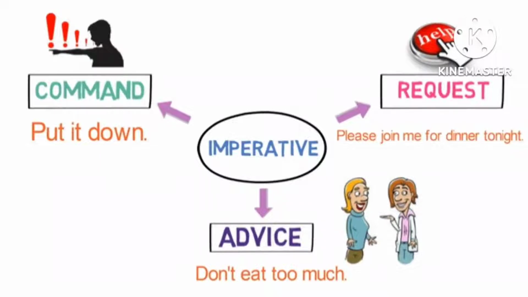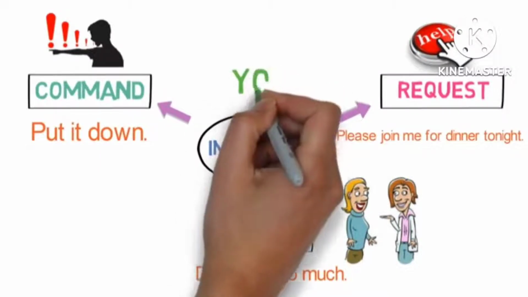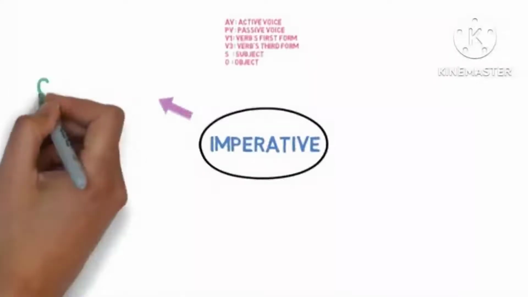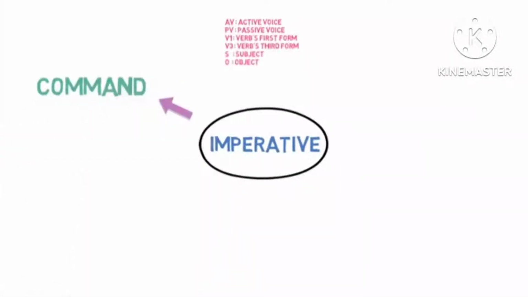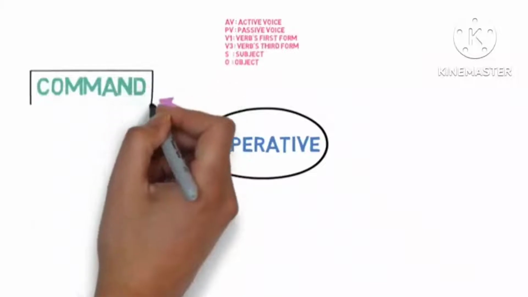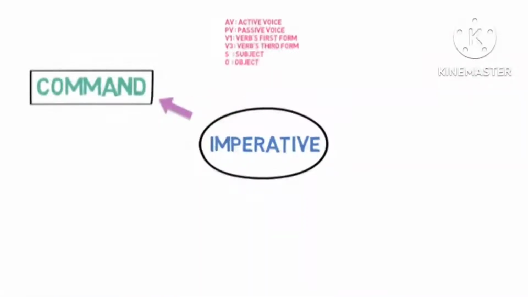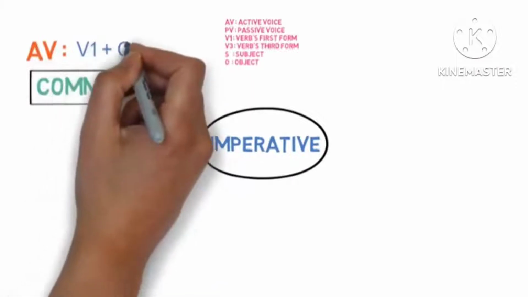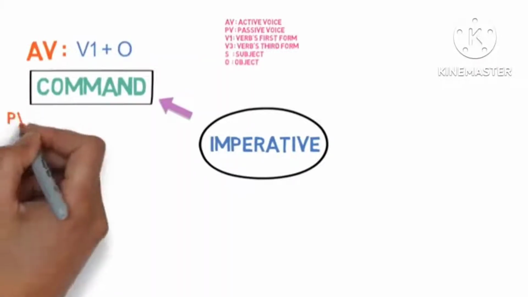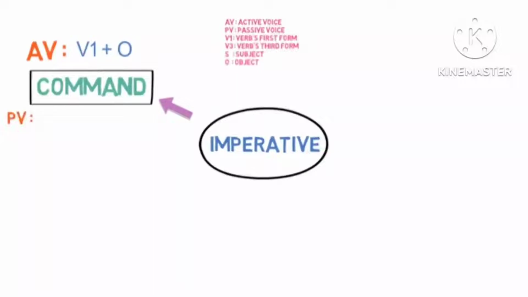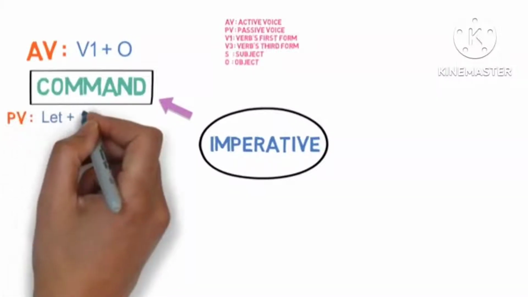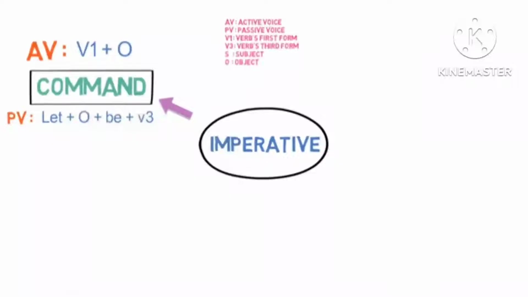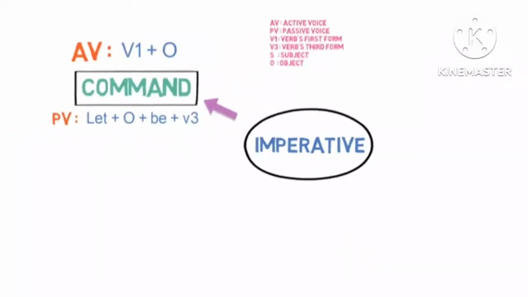It is to be noted that you is an implied subject in case of an imperative sentence, where order or command is given. In case of order or command, the structure of active voice is verb's first form plus object. Converting it to passive form, the structure becomes let plus object plus be plus verb's third form. Let's look into examples to clarify.